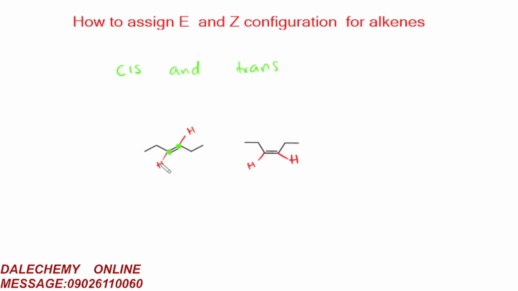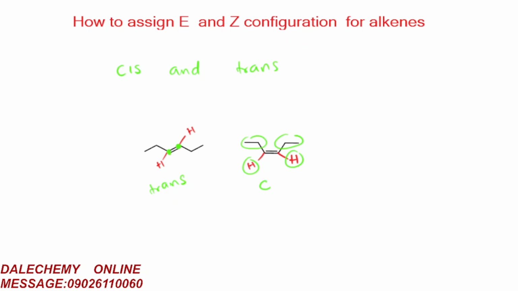bond. If those two groups are at opposite sides, we call that trans. And when they are at the same side, like this and this, or these two hydrogens, we call that cis.